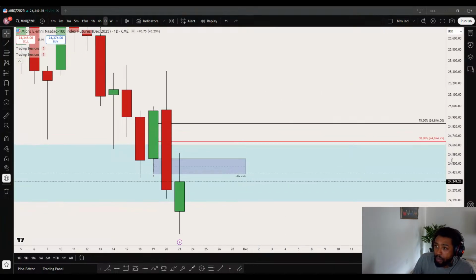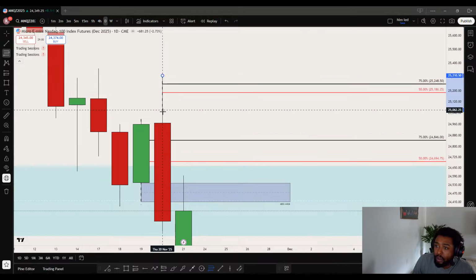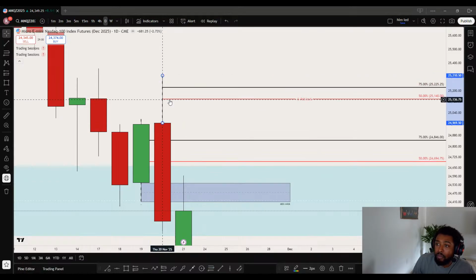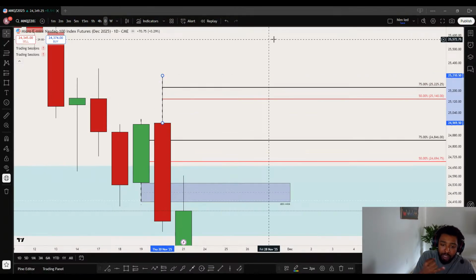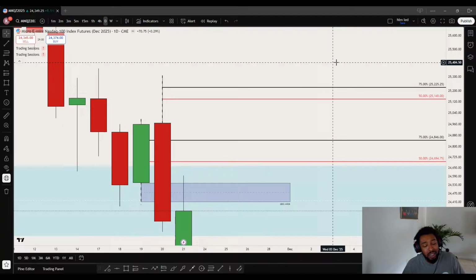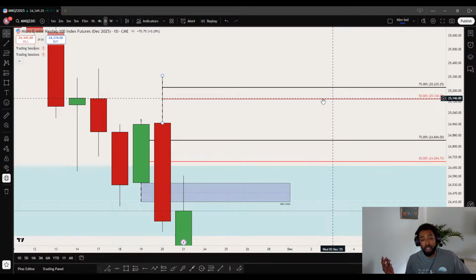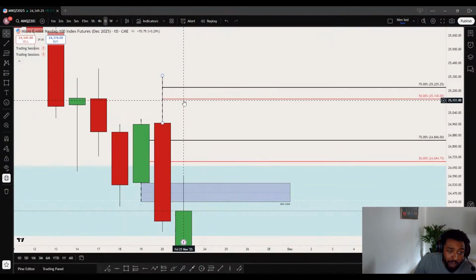And to put you on another game, ICT calls the wicks something else. The wicks, from here to here, the 50% range is not called mean threshold, or equilibrium. It's called consequent encroachment. I don't know why ICT has all these words. I don't know why the 50% range can't be the 50% range for everything. But it's just not. So the wick's 50% range is called consequent encroachment.